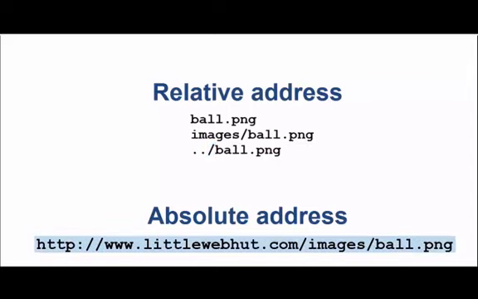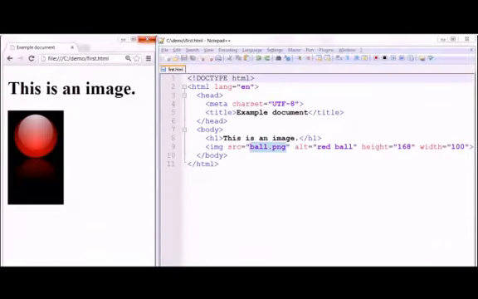Here is an example of an absolute address. An absolute address needs to start with the protocol, which is typically HTTP, and that needs to be followed by a colon and 2 /. An absolute address can point to your own website or to a different website. In this example, I'm using a relative address. Since the image file is located in the same directory as the HTML document, I just need to specify the image file name.